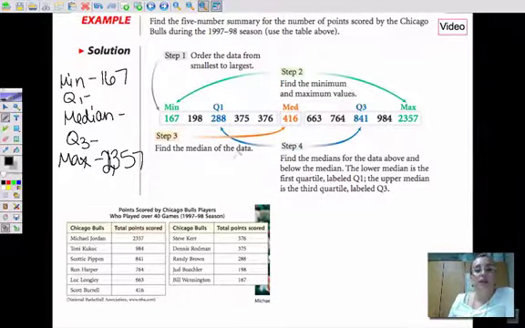Then you're going to find the median, okay? The median we talked about already. It's that middle number. If there's two numbers in the middle, you're going to average those out to find the actual median. In this case, it's just one number, 416, okay?